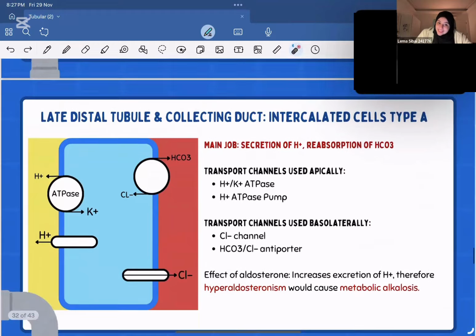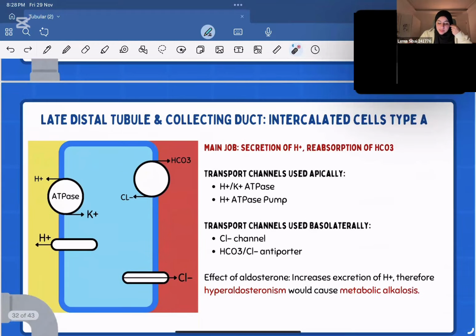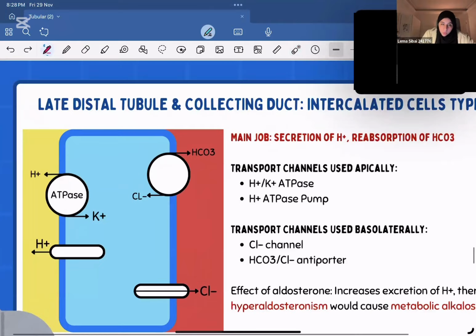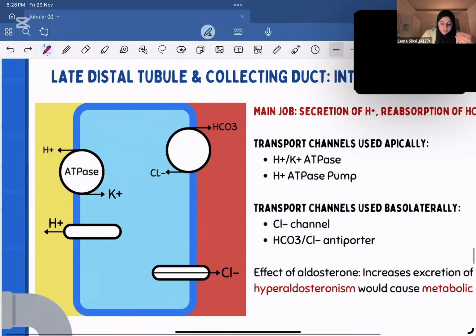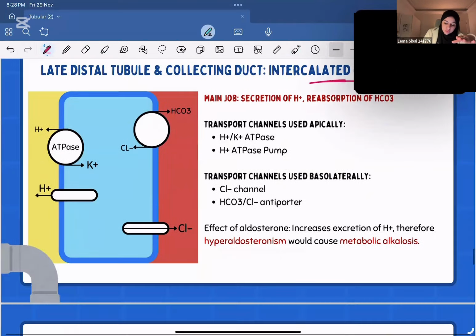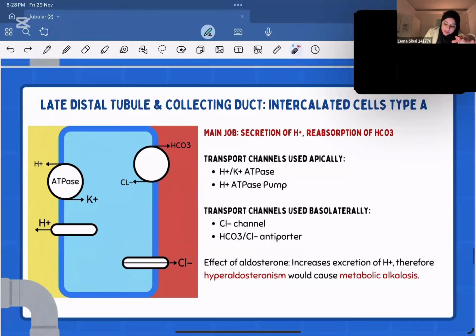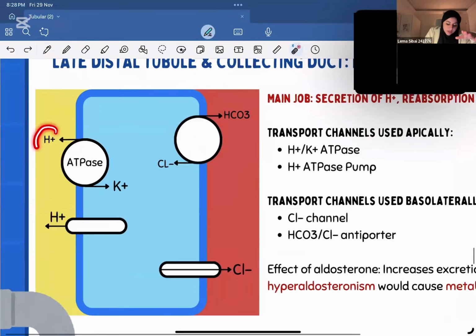Okay. Lastly, the intercalated cells that we talked about. There were principal cells, and now we're talking about intercalated cells. There's two types of intercalated cells, and it's good because they're exactly like each other except opposite. I'm going to explain what I mean by that. Type A specifically is to increase the excretion of hydrogen into the tubular fluid and out of the urine.